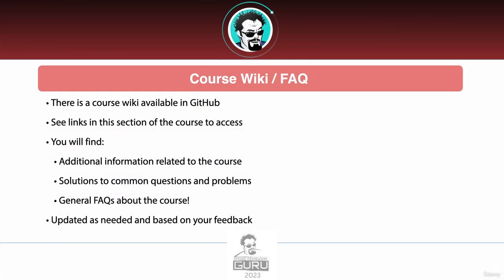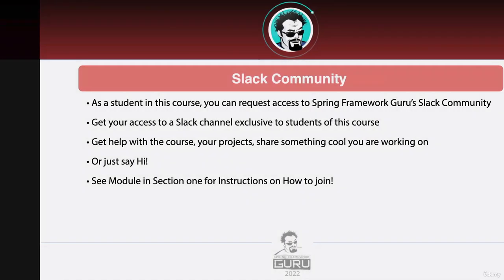Now, the course also has a wiki and an FAQ page that will be in the course resources of this section. This is a good place to find general information, and when I see common problems that people have run into, I do update the FAQ. So this is a good area to go to help find additional information, common problems, and just general FAQs about the course. And I do update this as needed based on your feedback.